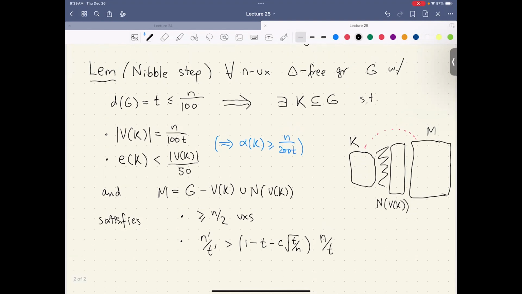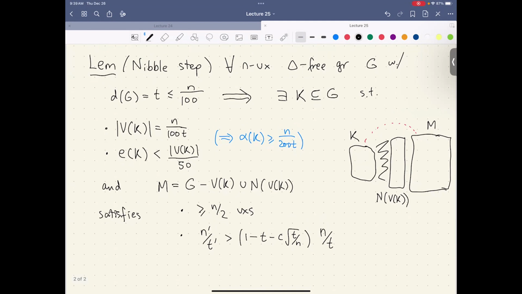Okay, so let's see a sketch of the proof for this. There are lots of calculations, I will skip some of them. The idea for this nibble step is simple. We simply take a random set of size n over 100t. We're going to prove that with positive probability, all these properties hold.